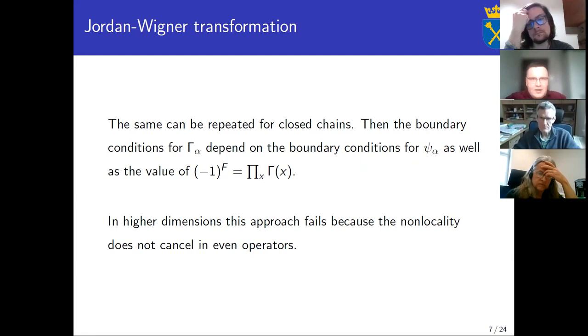Okay, so I want to tell you how to overcome this difficulty and how to define a different mapping which will work in any dimension.